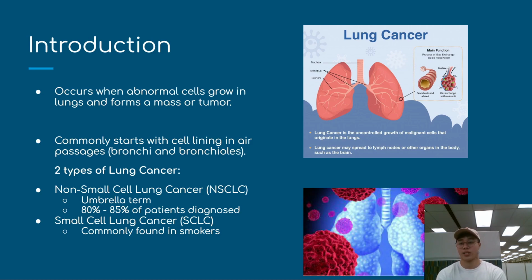There are two types of lung cancer. We have non-small cell lung cancer, which is generally an umbrella term. This type of cancer is mostly genetic and passed down from family members. The second type is small cell lung cancer, which is most commonly found in smokers.